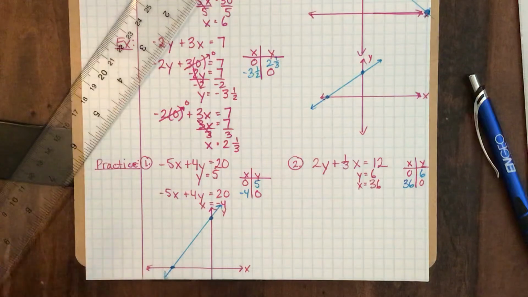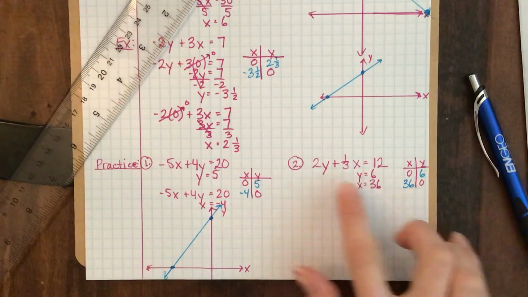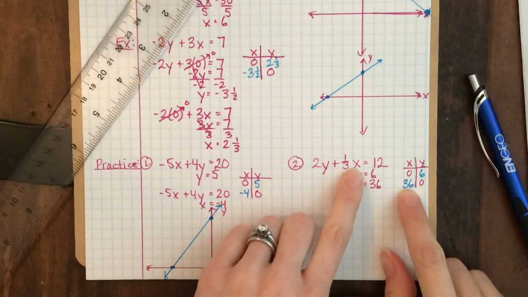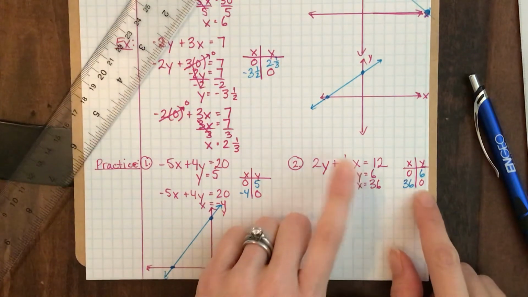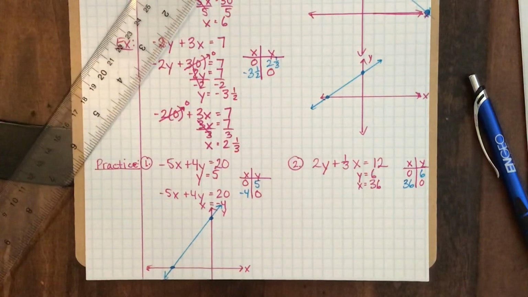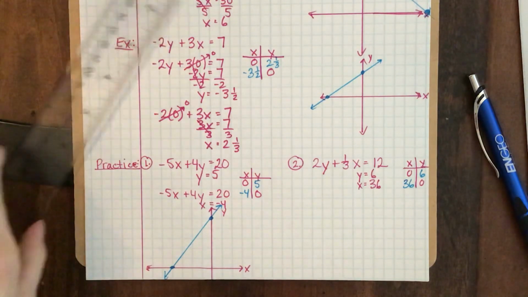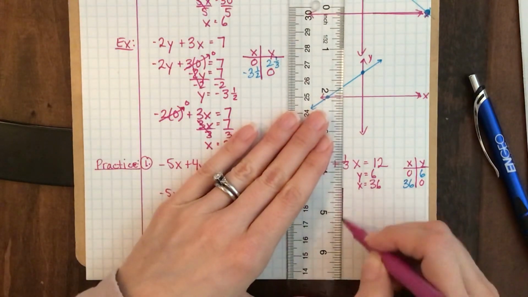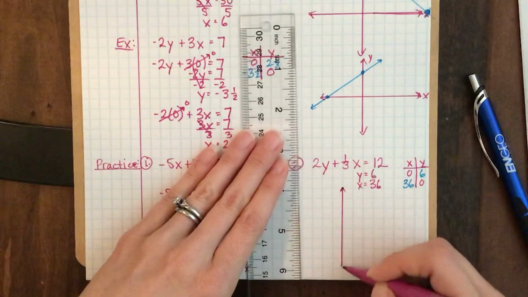Okay, and if you want to double check, you can plug these back in one more time and check it out. So 36 times 1/3 is going to be 12, and then this is 0. 0 plus 12 was 12, so we know we've done that correctly. Now graphing is going to be tricky because my x-intercept is 36. So I think I'm going to make a scale of every square is going to be 6 units so that I can fit this graph on my page.